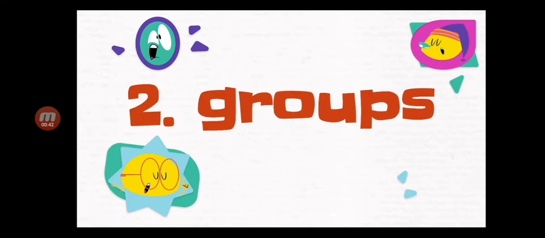Okay, number 2 is groups. Groups. Let us spell the word groups. G-R-O-U-P-S. Groups. Great. Okay, now let us proceed to the third word.